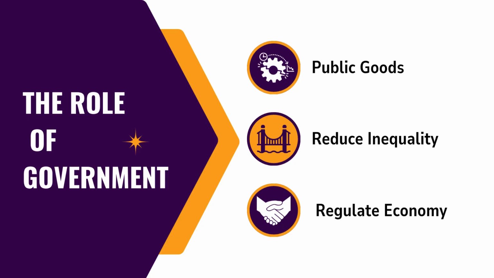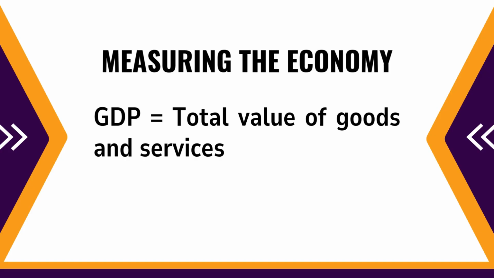The government plays a very important role in our economy. It provides public goods like schools, hospitals, and roads. It also helps reduce inequality through social grants and education. And it regulates the economy by collecting taxes and setting fair rules for businesses. When the government uses money wisely, everyone in the country benefits.